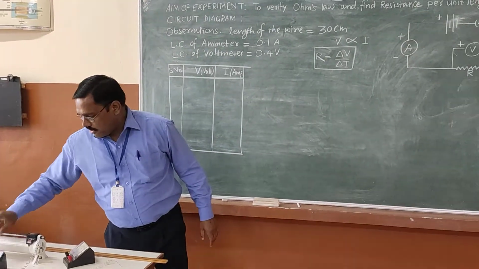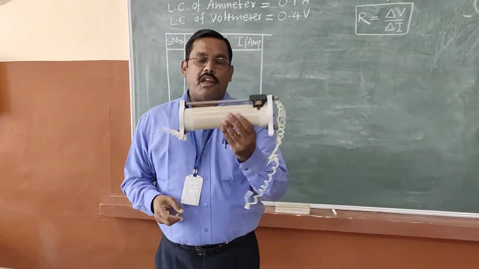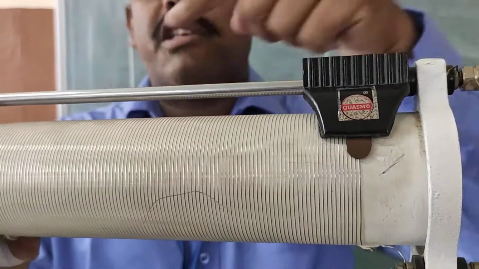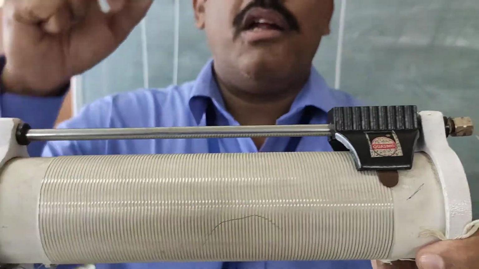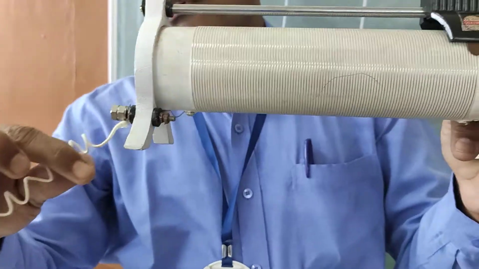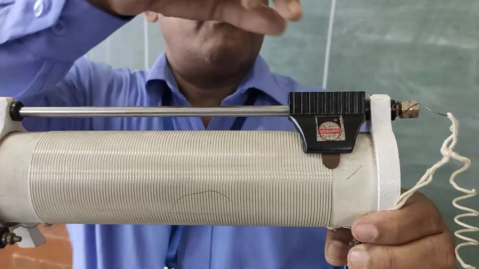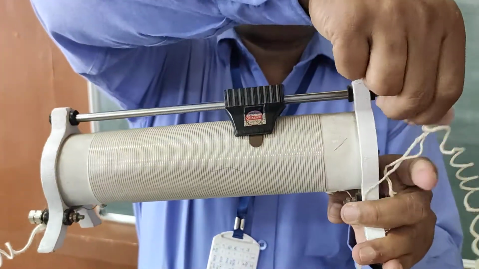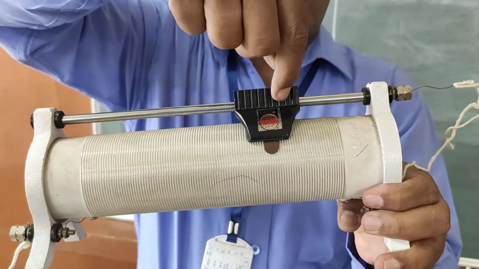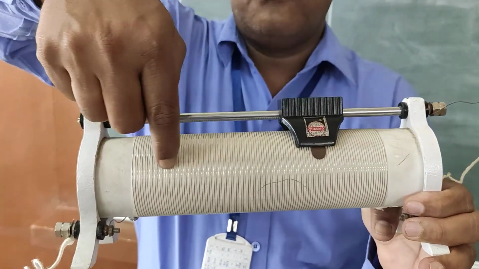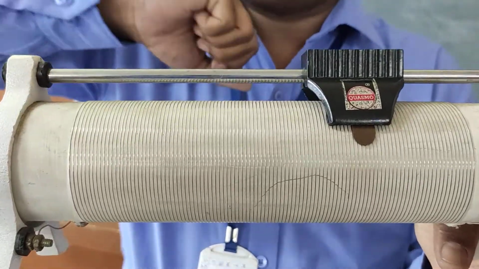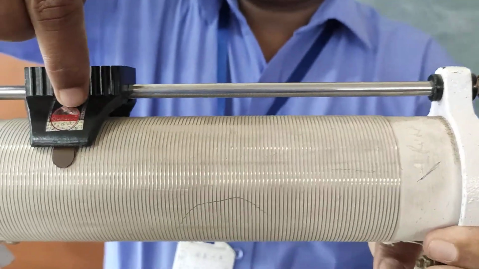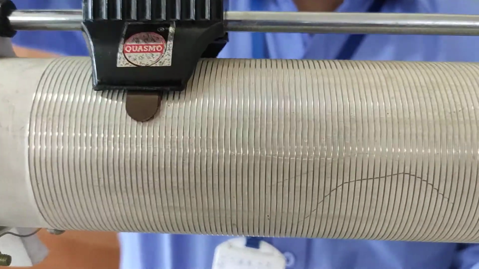The other device used here is the rheostat. This is a variable resistance with many resistance turns. These are resistance wire wrapped on it. This upper point and this lower point are connected in the circuit. This is a sliding one. When the sliding one is here, the current comes through this point and goes through these wires. More wires means more resistance. When we shift it here, the current will come from here and go like that. Less wires means less resistance.